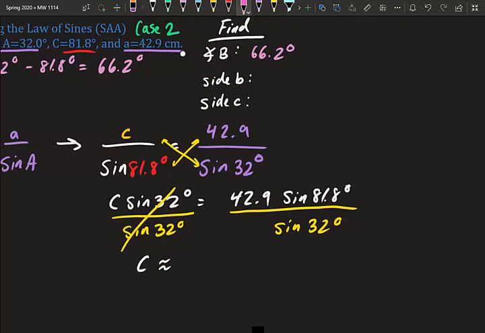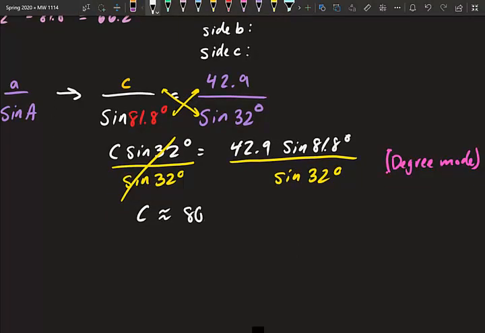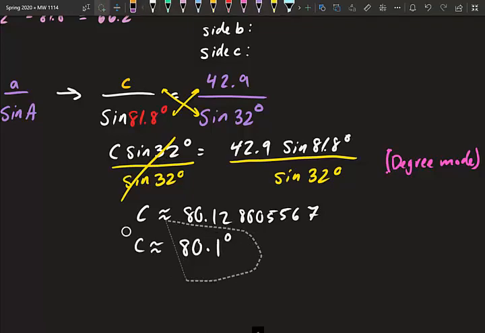So I'll put in here degree mode. In degree mode, when we plugged that in, we got approximately 80.128005567, and we round to the significant digits. So see 81.8. How many significant digits do we have? 3. So we can round this to 80.1 degrees. Awesome. We found C. It is 80.1 degrees.